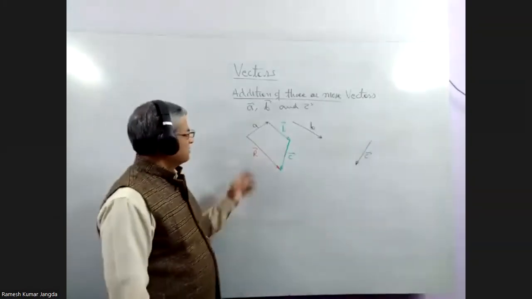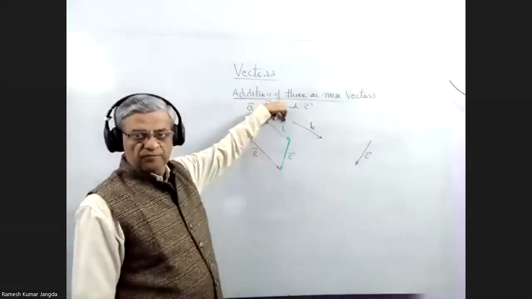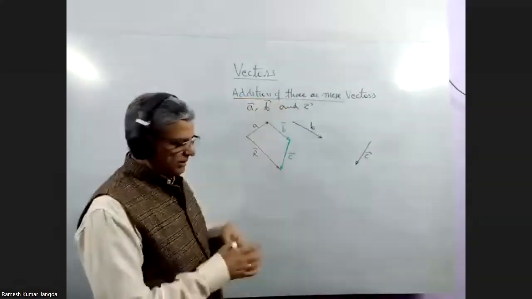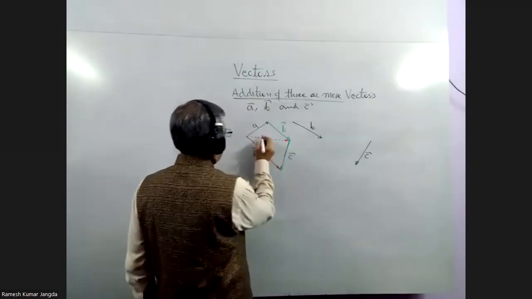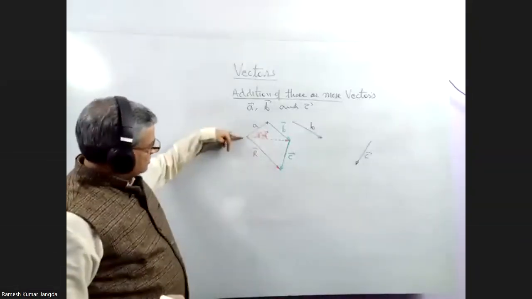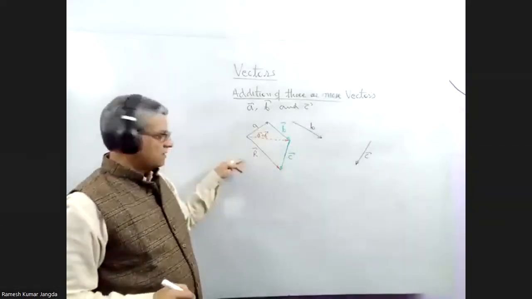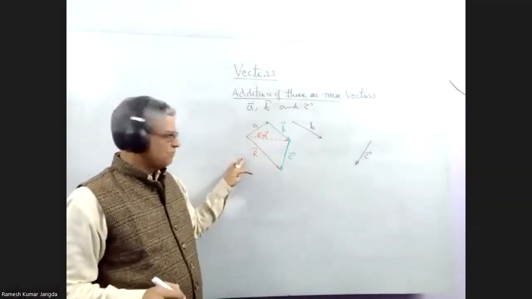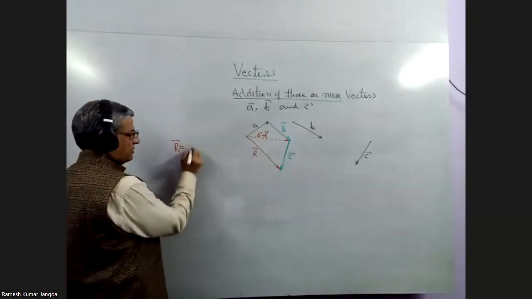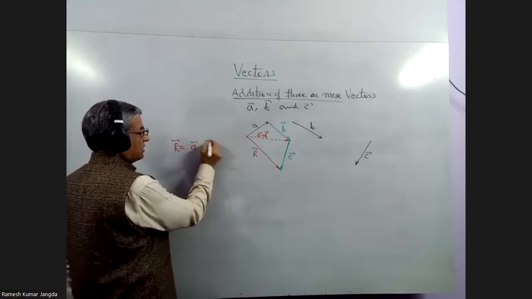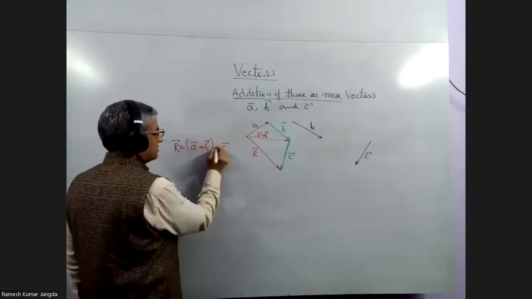Now we have two ways to find the resultant. We first add A and B. If we add A and B, then we have this vector, and this is A plus B. And then I add this vector and C vector to get R. So then I will write vector R is equal to vector A plus vector B plus vector C.